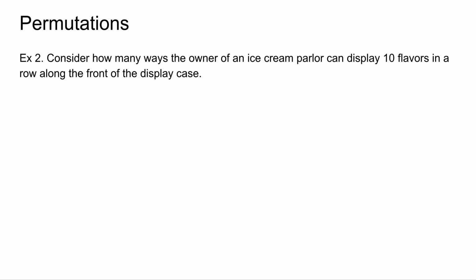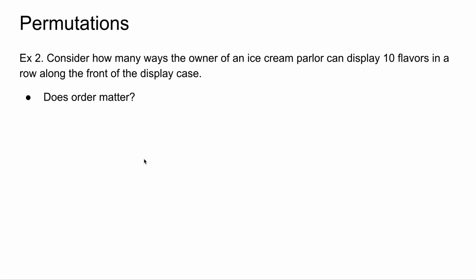So let's take a look at this example. Consider how many ways the owner of an ice cream parlor can display 10 flavors in a row along the front of the display case. So consider this example, and you need to ponder whether the order matters or not. Whether you put strawberry at the beginning or strawberry at the second, it's different. Yes, so the order matters, which means we're gonna use permutation.